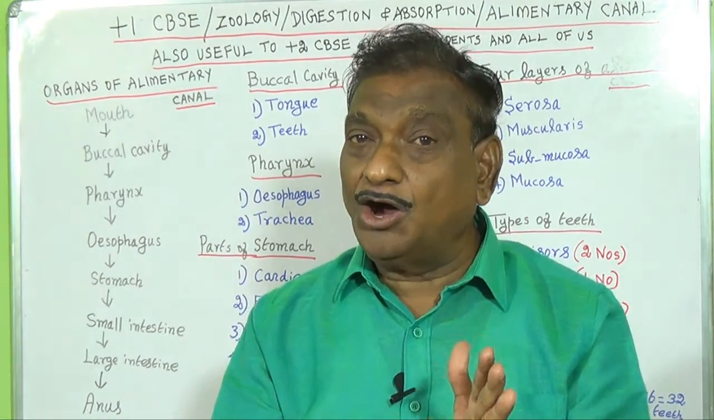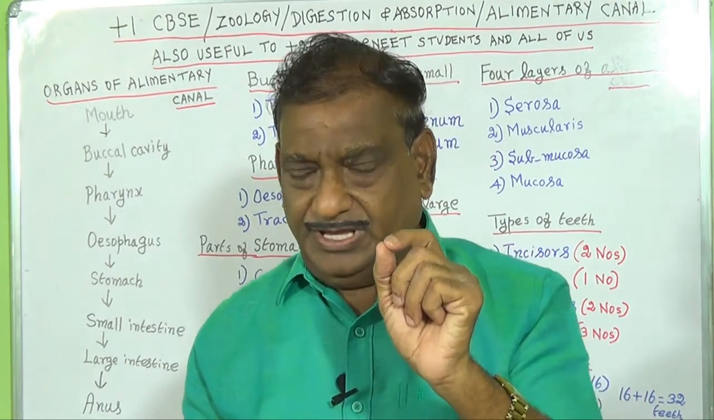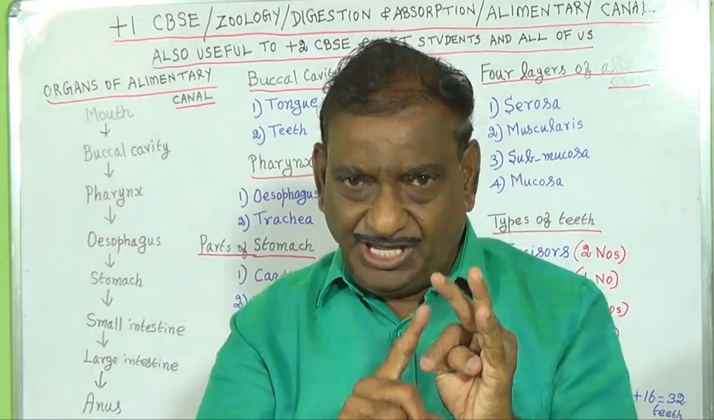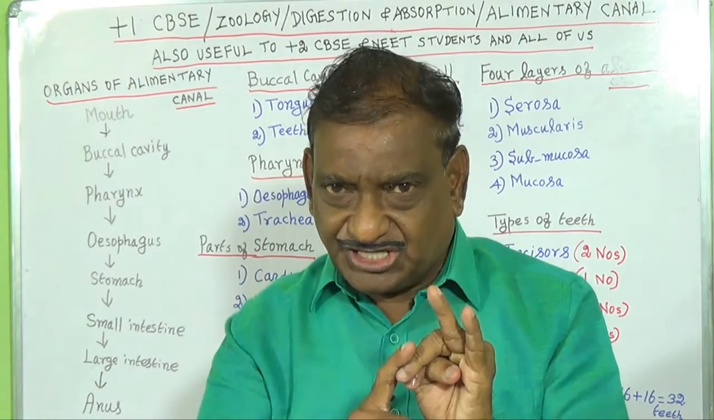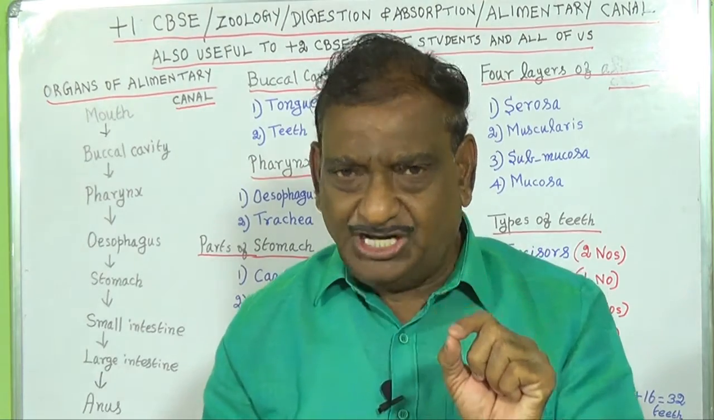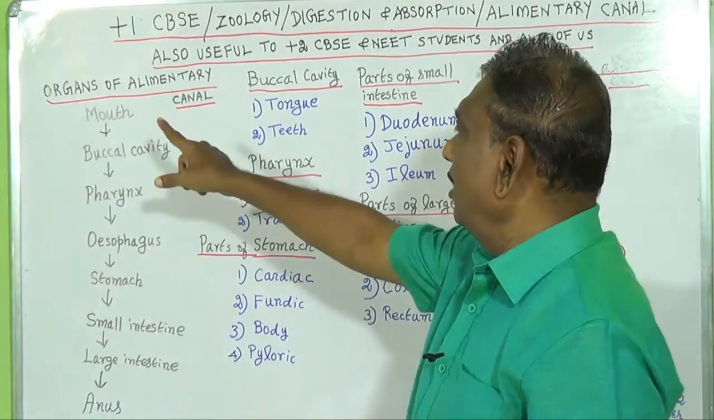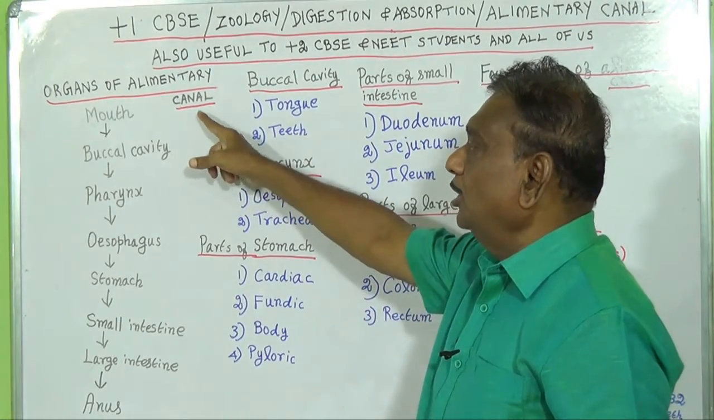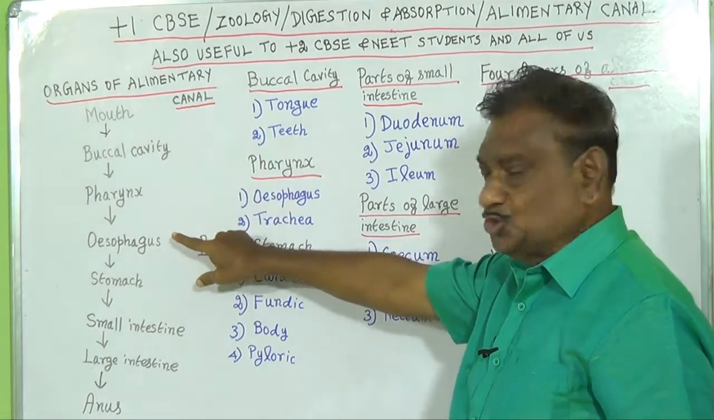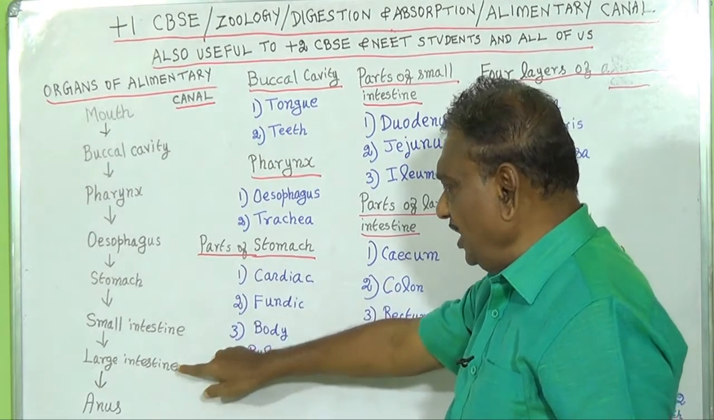In the alimentary canal, there are 8 organs, that is mouth, buccal cavity, pharynx, esophagus, stomach, small intestine, large intestine and anus. Organs of the alimentary canal: mouth, buccal cavity, pharynx, esophagus, stomach, small intestine, large intestine and anus.